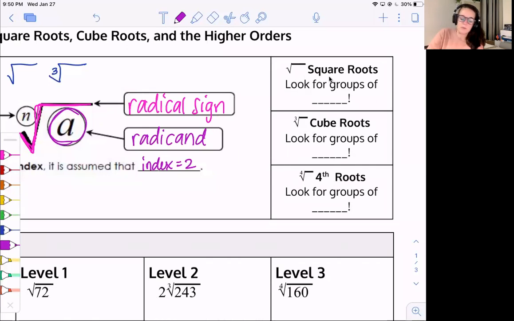When we have square roots and we're simplifying, we're going to be looking for groups of 2. When we have cube roots, we're going to look for groups of 3. And when we have fourth roots, we're going to look for groups of 4. So that index is really telling us, super important, how many have to be in our group.